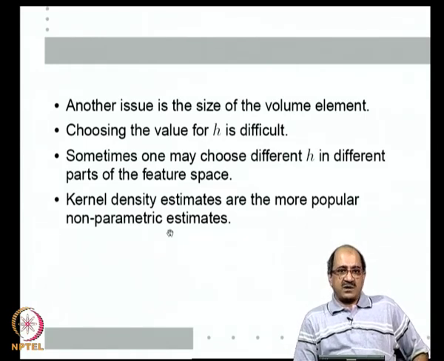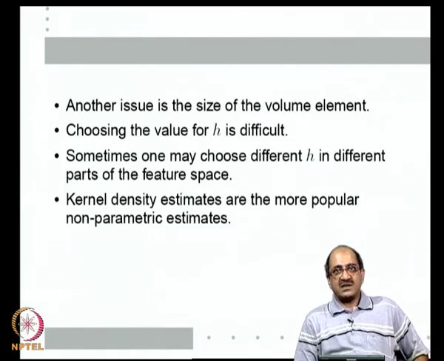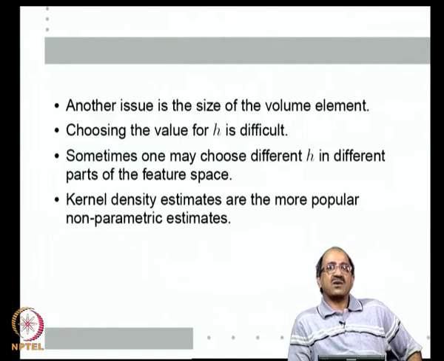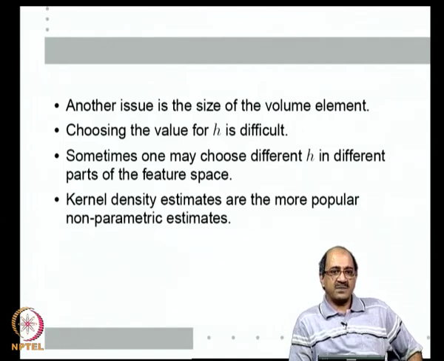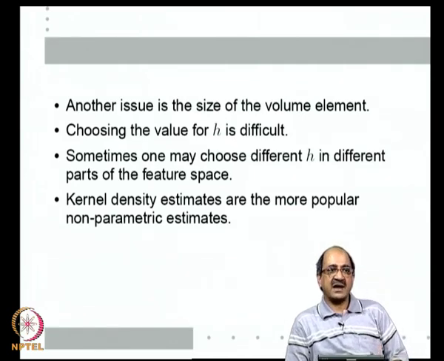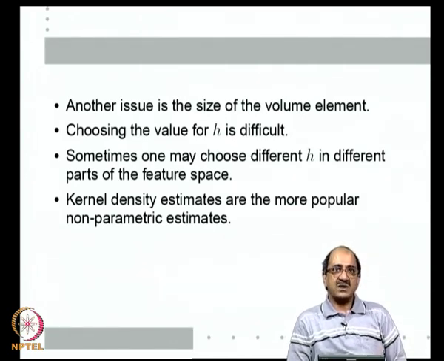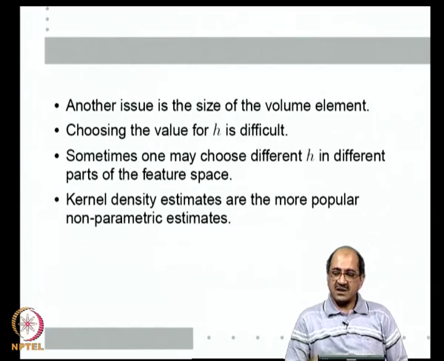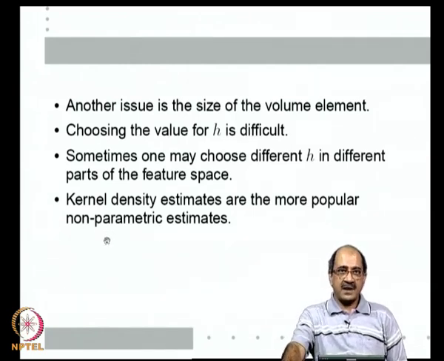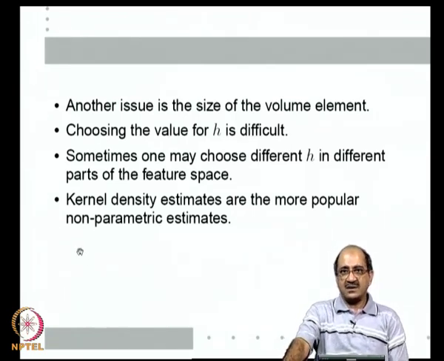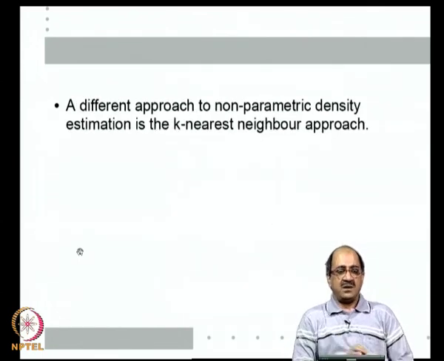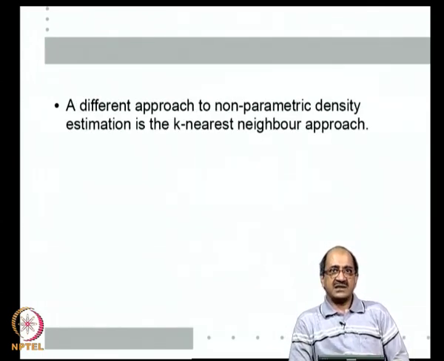In spite of all these problems, in spite of its computational cost, in spite of the difficulty in choosing H, kernel density estimates are still the most popular non-parametric estimates, because I will go for a non-parametric estimate only when the problem is difficult and I cannot easily capture the density model, in which case kernel density estimates are about as good as one can get. Okay. But anyway, we have another method, as we said, the k nearest neighbor approach. So, let us briefly consider this also.